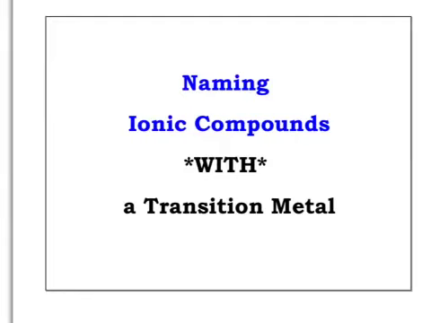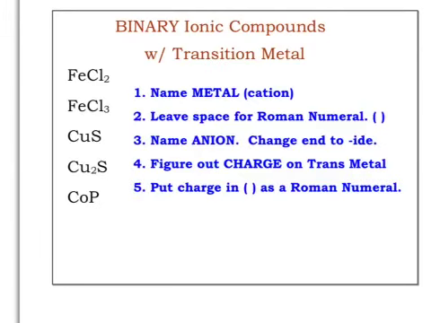The last video you saw was naming ionic compounds without a transition metal, and this time we're going to name ionic compounds that have a transition metal. So they don't start with the alkali metals, alkaline earth metals, or aluminum, but with a transition metal instead. The first ones we're going to name are binary ionic compounds, and remember that bi means two, so it's going to have two different atoms together to make that ionic compound.